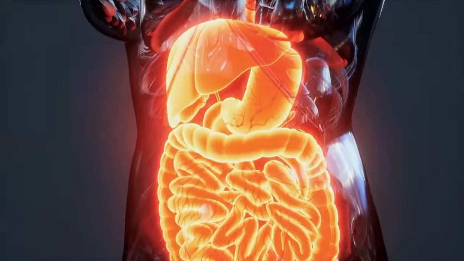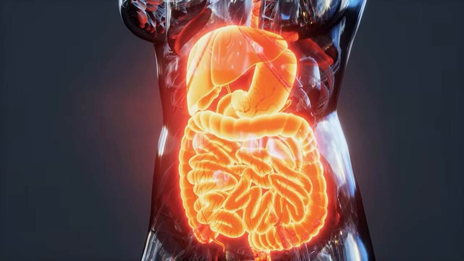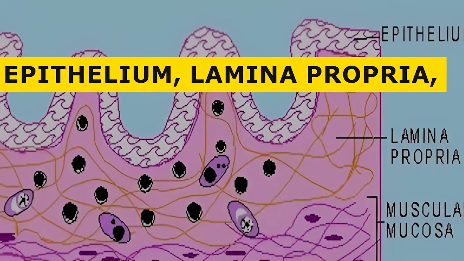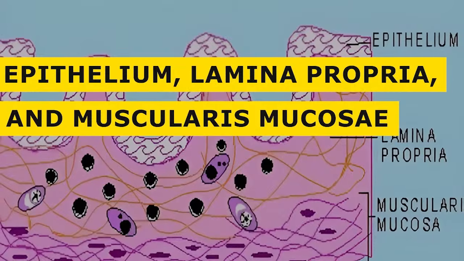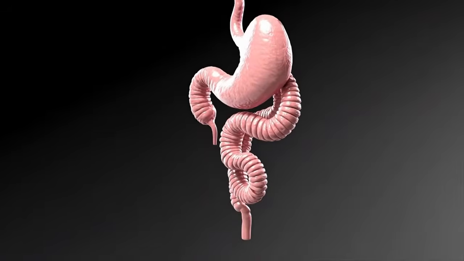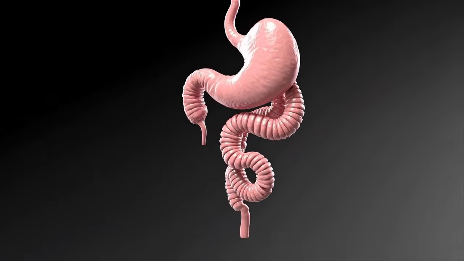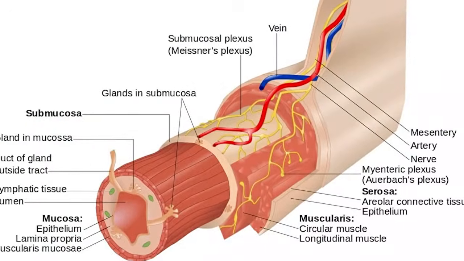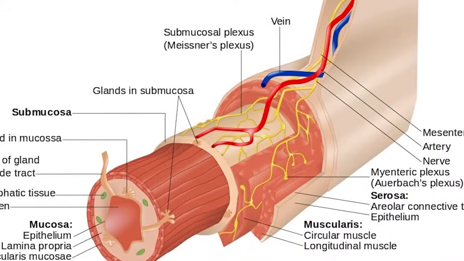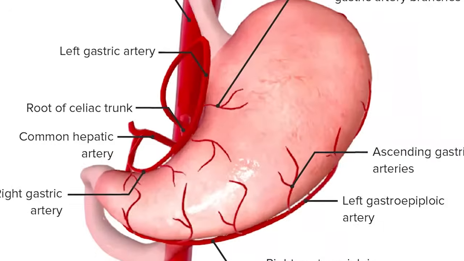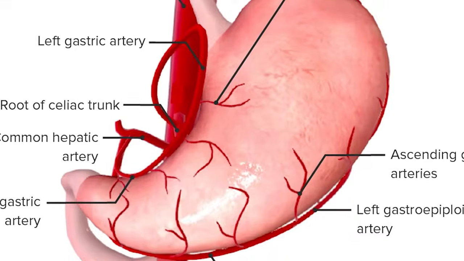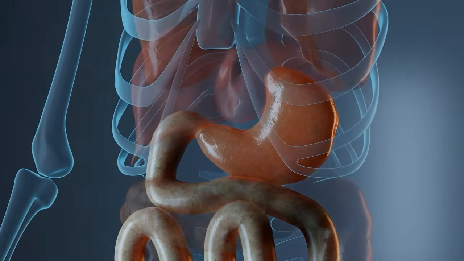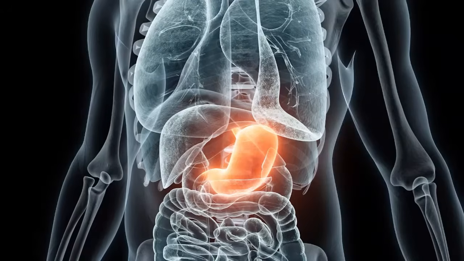Mucosa. The mucosa is the innermost layer of the stomach wall and consists of three components: the epithelium, lamina propria, and muscularis mucosae. The epithelium is made up of simple columnar cells that secrete mucus to protect the stomach lining from the harsh acidic environment. The lamina propria is a connective tissue layer that contains capillaries, lymph vessels, and immune cells. The muscularis mucosae is a thin layer of smooth muscle that aids in the movement of mucosa and helps expel glandular contents.